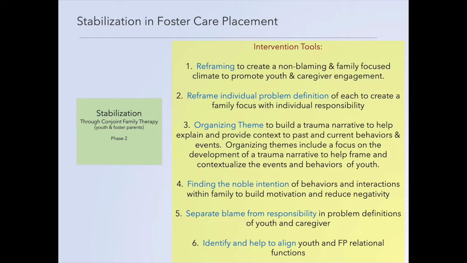It's important to separate blame from responsibility. We will teach you through reframing and a way to do that. And we're going to teach you ways to help align and identify the relational functions between the youth and foster parents so that we can create matching and safe attachments that will last.